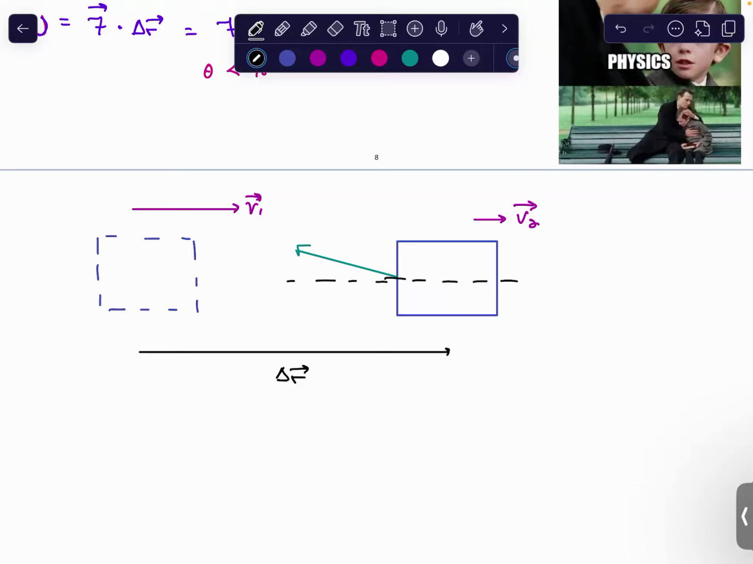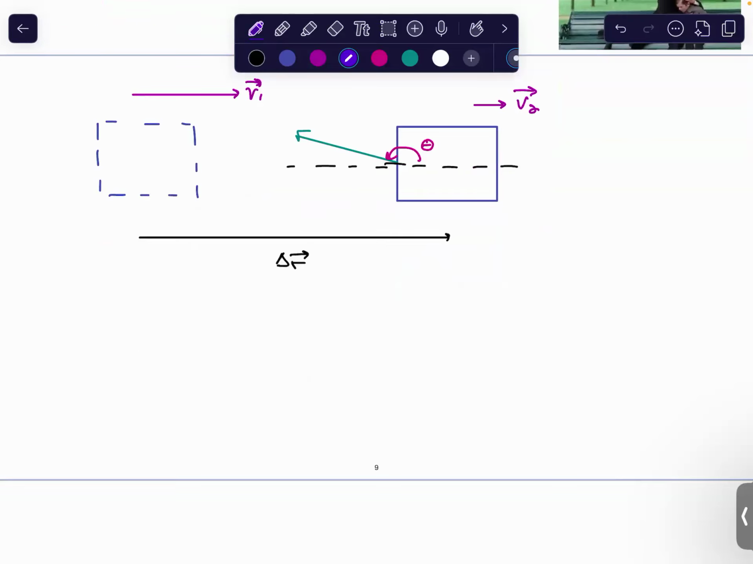Okay, now, where do you think I'm going to measure theta from? Yeah. So my theta is like that. So in this case, this means work is going to be negative, and you have a theta greater than 90 degrees.